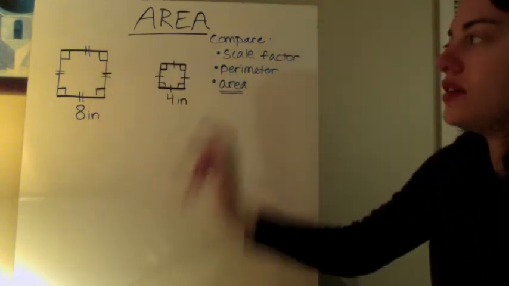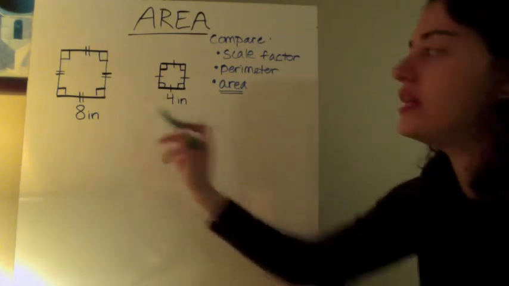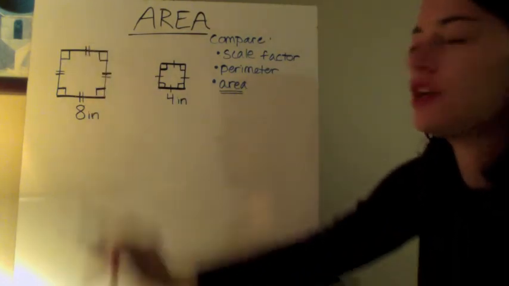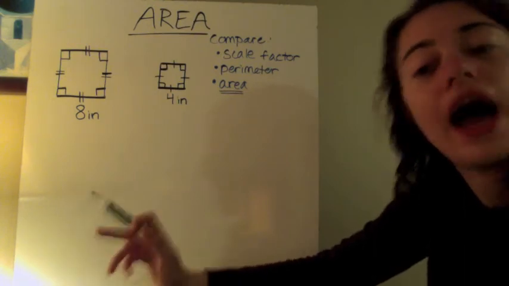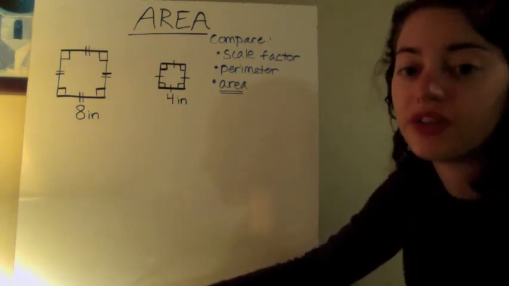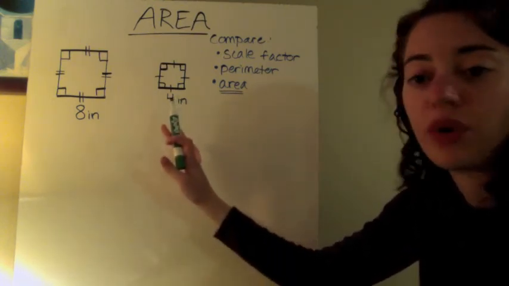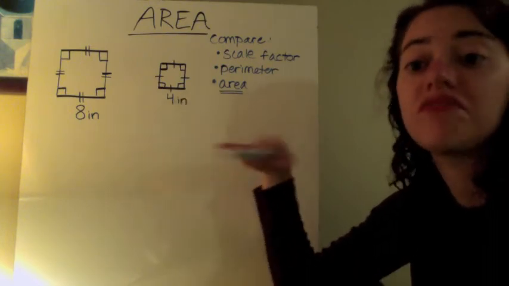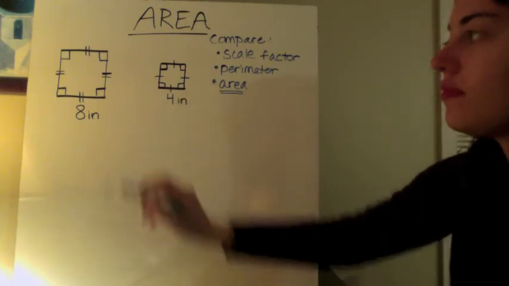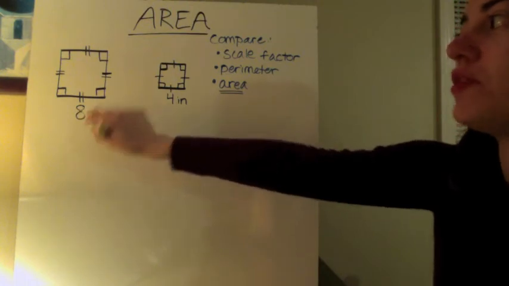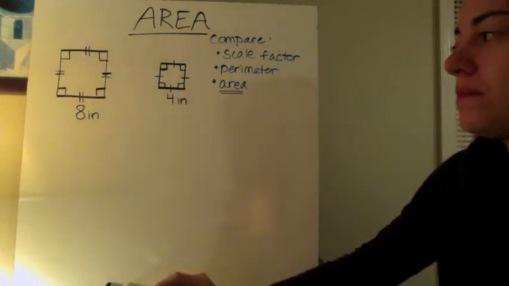I'm given 2 squares. I know these are squares because I can read these tick marks and understand that all the sides are congruent. I know from a previous video that all squares are similar, so I don't really need to know any more information here. I got 2 squares, they're similar. Done there. I got 8 inches here, which means all of these are 8 inches.